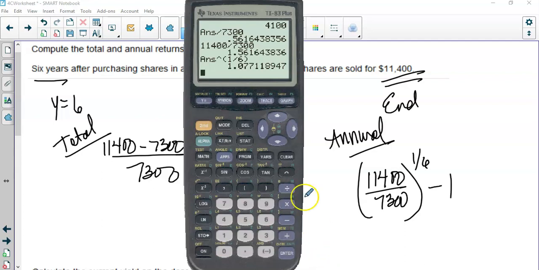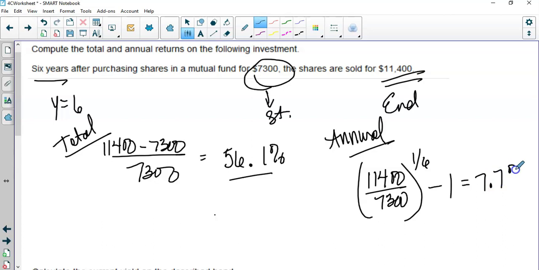Hit enter. I'll subtract out the 1. So each year after I change this to a percent, that would be 7.7 when I round. So about 7.7% each year. And that's all you need to do for those. So that's how you find total and annual returns on an investment.